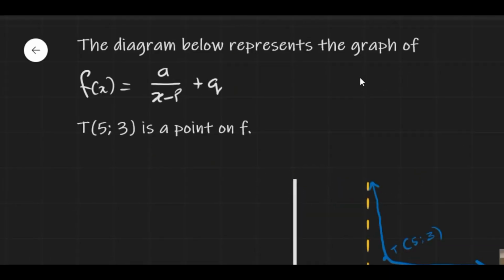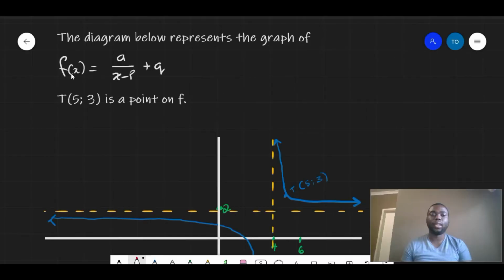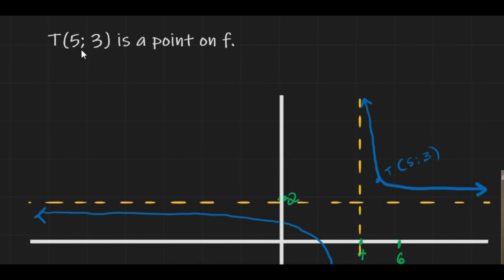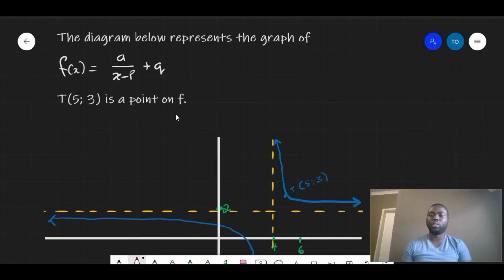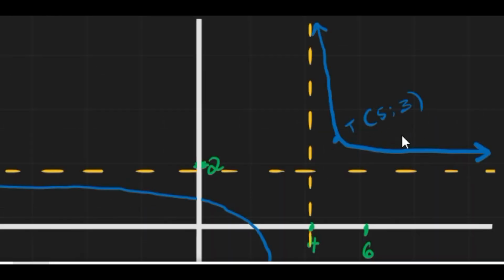Now, what happens when you're given the graph itself, but you now need to find the equation? This example over here, we'll be talking about how we're going to run that process. This example here says the diagram below represents the graph of f(x) equals a over x minus p plus q. We're told that we have a point T, which is (5, 3). It's the point on your f, okay? And that's that point they're talking about over there.